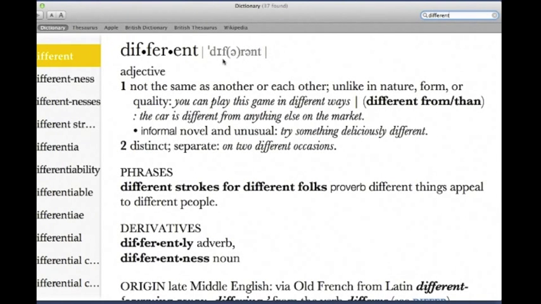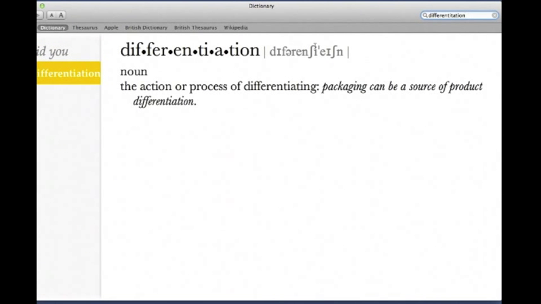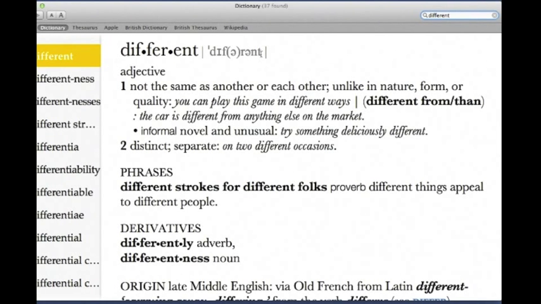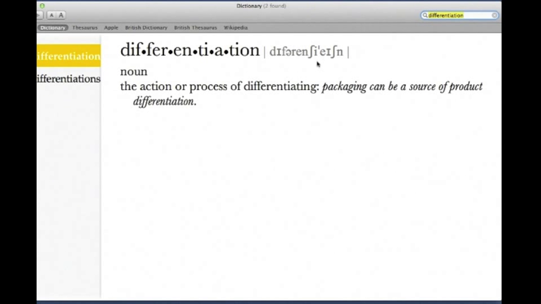Now there's this, is it different? Some people pronounce it with this extra phoneme, schwa phoneme there, but differentiation, we have all sorts of things to take a look at. Different, notice, ends with a t, but differentiation, that T is represented as sh.